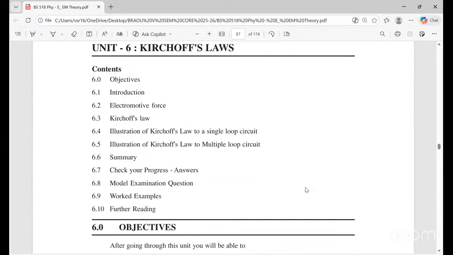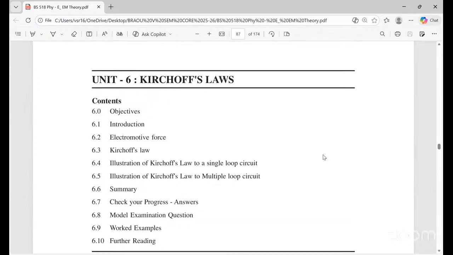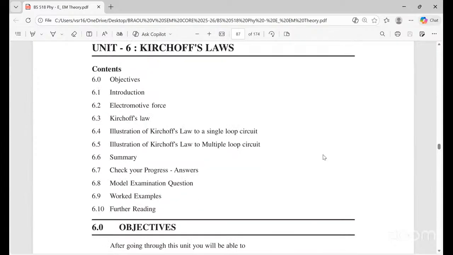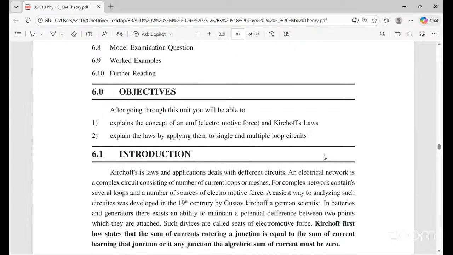Next is the Kirchhoff laws, the second unit. You need to study what the electromotive force, the EMF value, is, and what Kirchhoff laws are. There are two types of Kirchhoff laws: the Kirchhoff current law and the Kirchhoff voltage law, KCL as well as KVL. Later on, we apply Kirchhoff law to single loop and multi loop circuits. That's it.